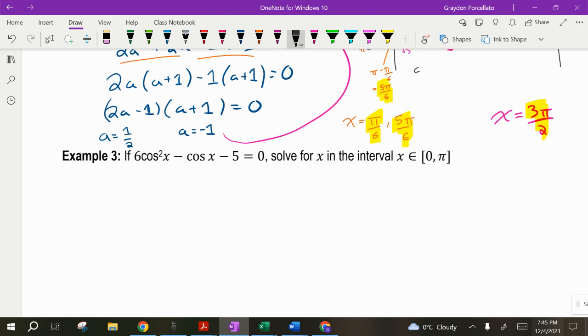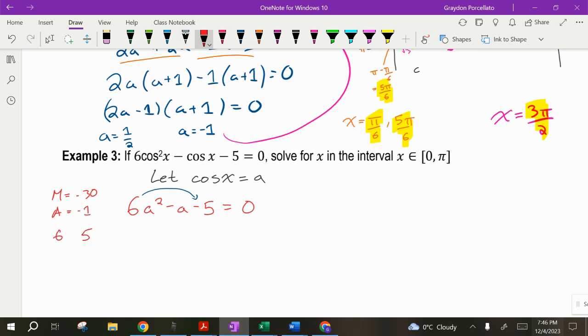Okay. So with this one, we're going to let cos x equal a. So again, I'm going to substitute a in. So I write 6a squared minus a minus 5 equals 0. I need to factor this. So I'm going to multiply the 6 times negative 5. 6 times negative 5 is negative 30. So multiply to equal negative 30 and add to equal negative 1. Well, 6 and 5 work, and we need to be negative 1, so negative 6 plus 5.